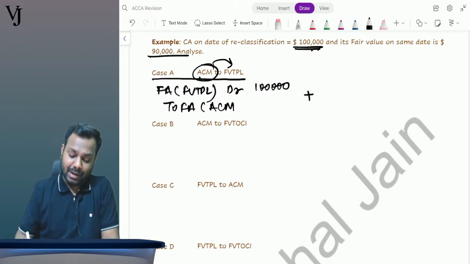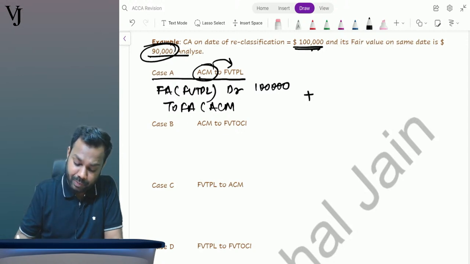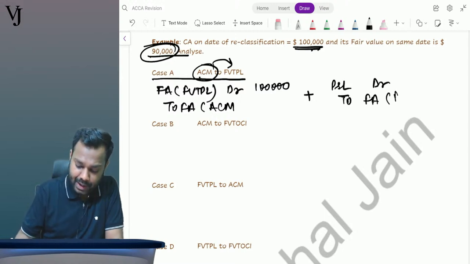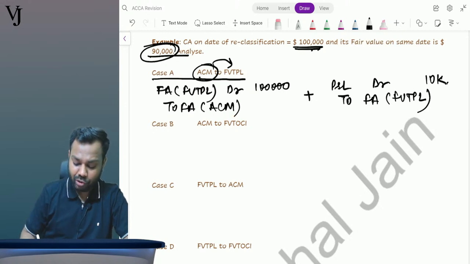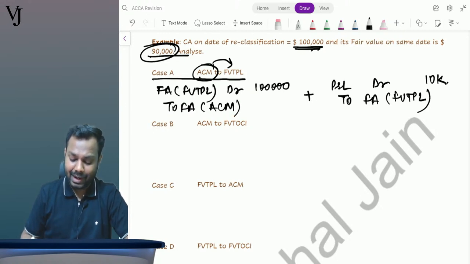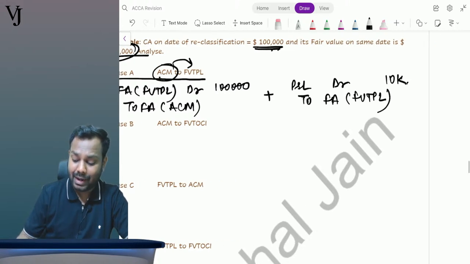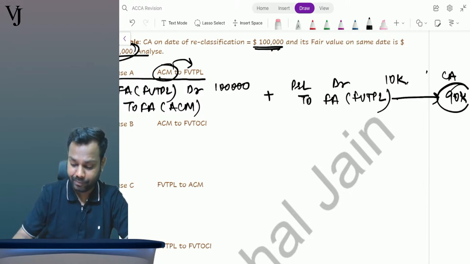Now this is at FVT P&L. But now the fair value is 90,000. So don't you think I should record the fair value gain or loss? So what will I do? I will record P&L account debit to FA at FVT P&L 10,000. So what happens? FA at amortized cost method gets de-recognized. FA at FVT P&L gets recognized at 100,000 and we reduce the value of FA at FVT P&L by 10,000. So net FA at FVT P&L is recorded at 90K. Net is 90K carrying amount.